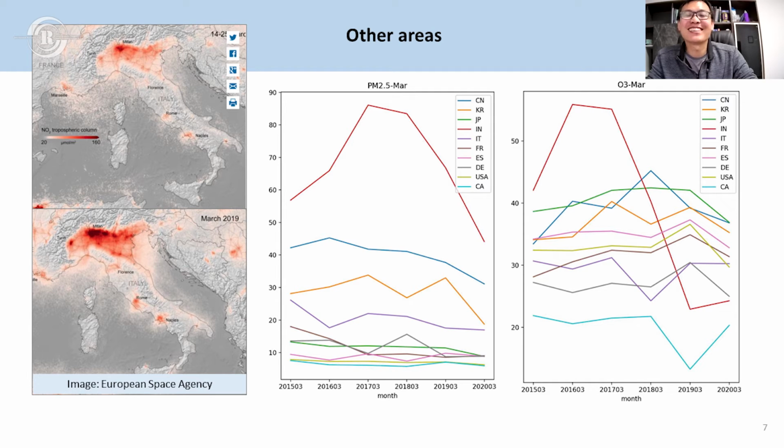In Italy, we also see a reduction of the NO2 concentrations. And we also look at all the countries. We have looked at March from 2015 to 2020. We can see that in all those countries, PM2.5 actually has a decrease, especially in March 2020 due to the COVID-19 processes. However, ozone does not change the same way. During the COVID-19, ozone concentrations in some countries increased, for example, China and Korea.